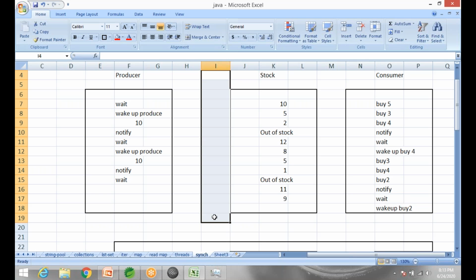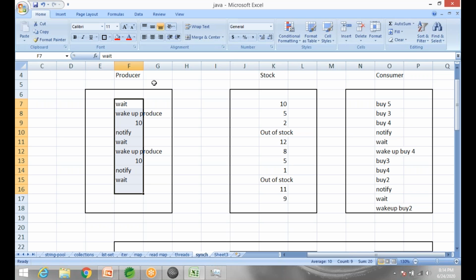They don't. Producer doesn't know exactly who they're talking to. Consumer doesn't know who they're talking to. But both of you are referring to one common denominator, the stock object. So when you say notify, you don't say notify producer object directly. You say stock object notify. So when you say stock object dot notify, every other person who is waiting on stock object will wake up.